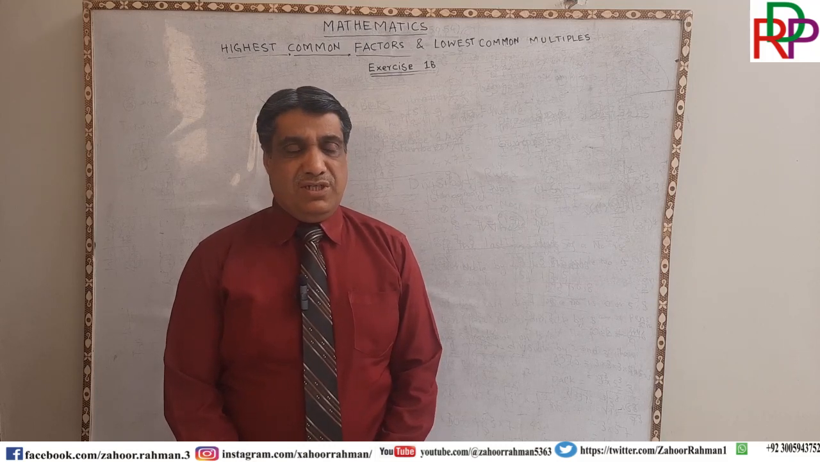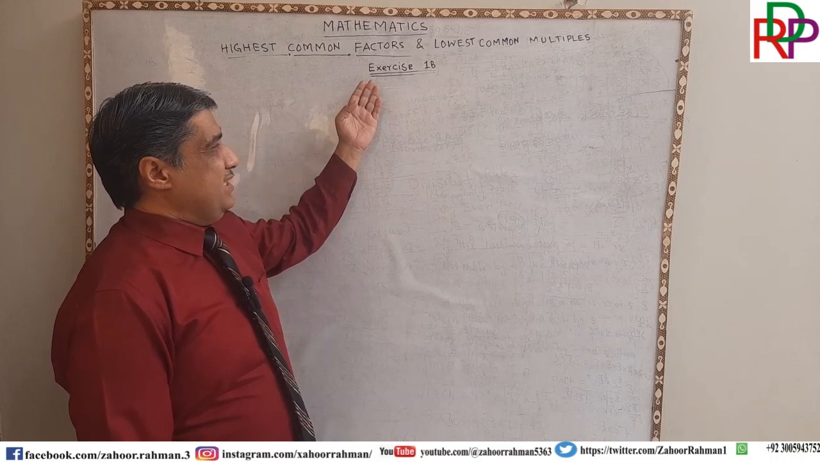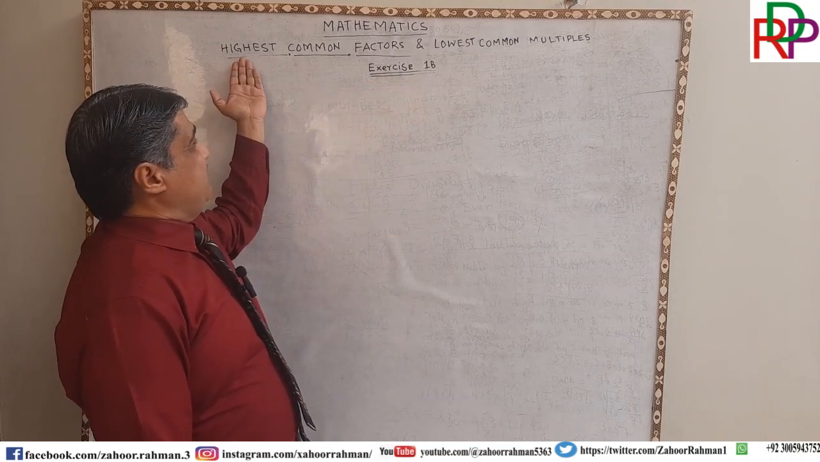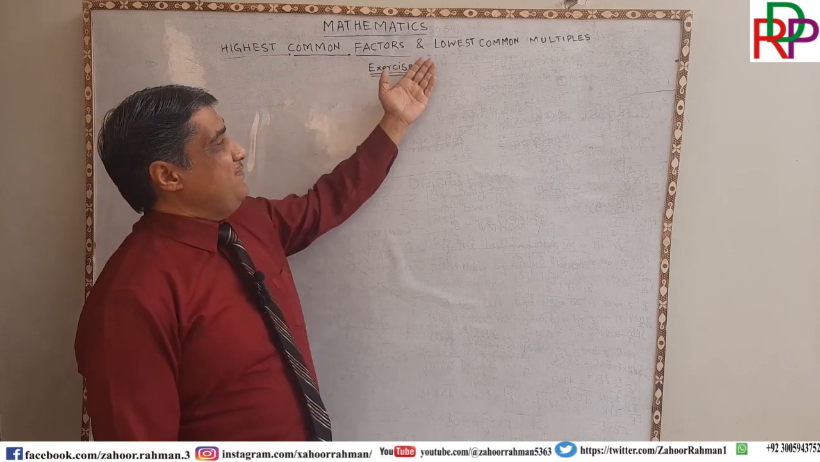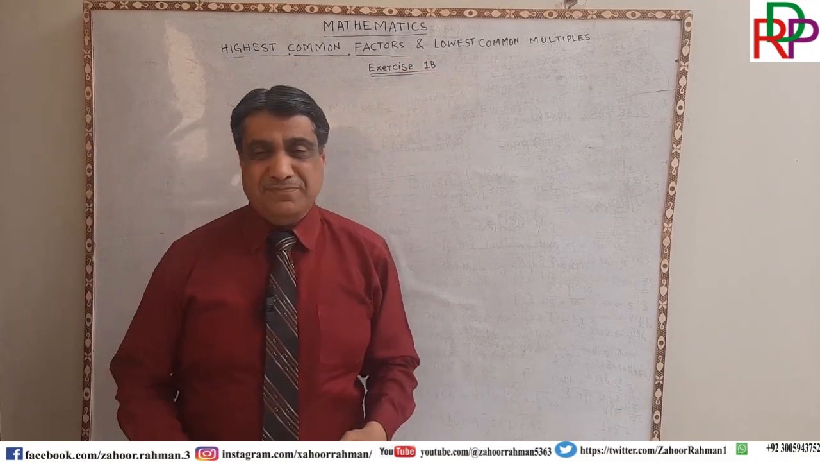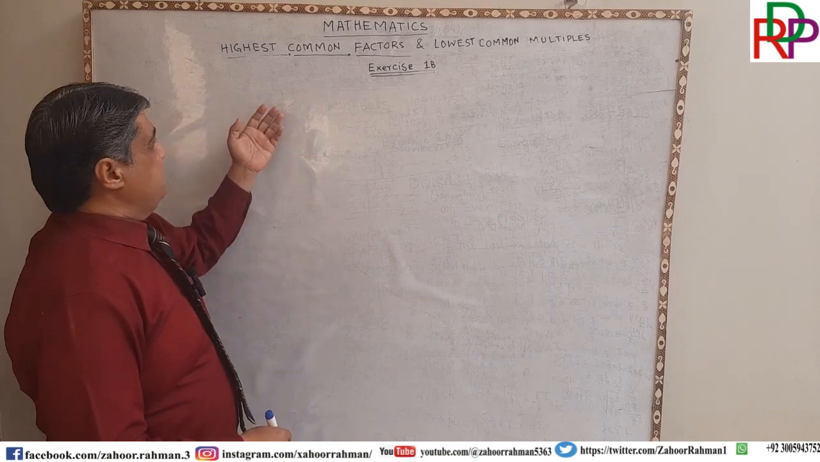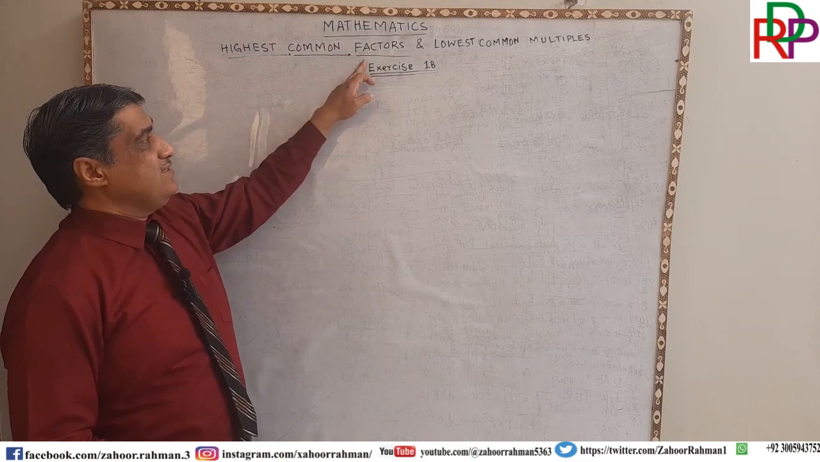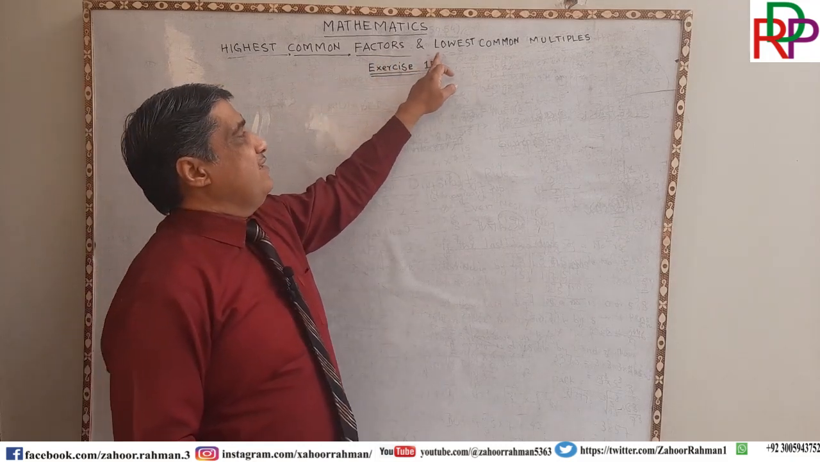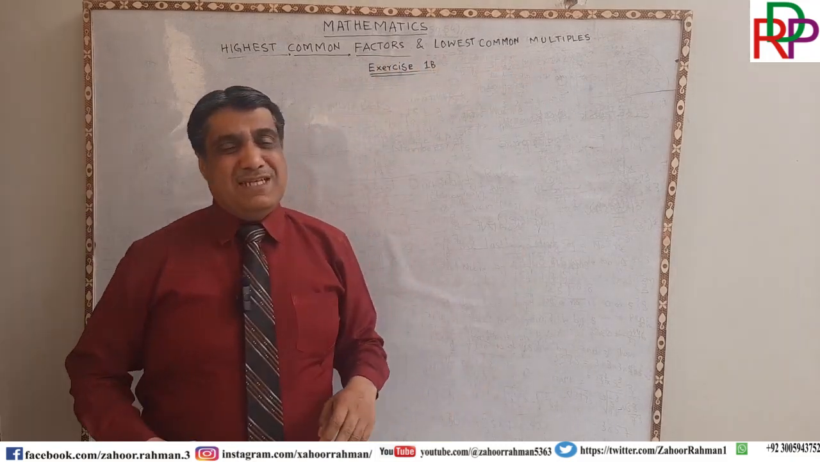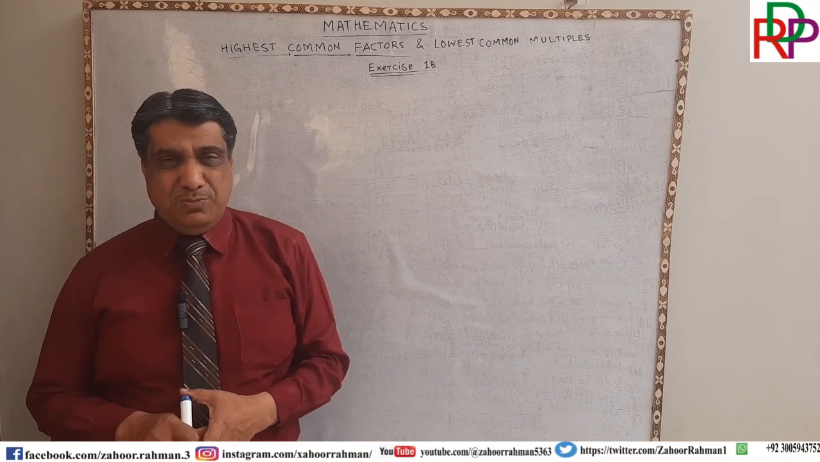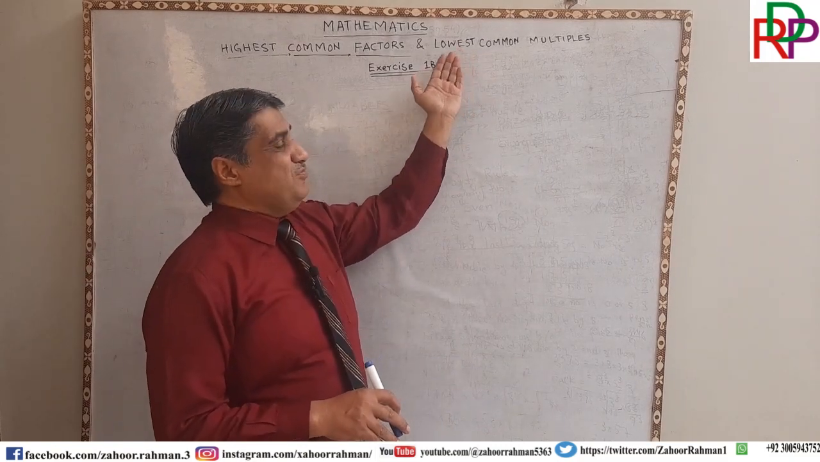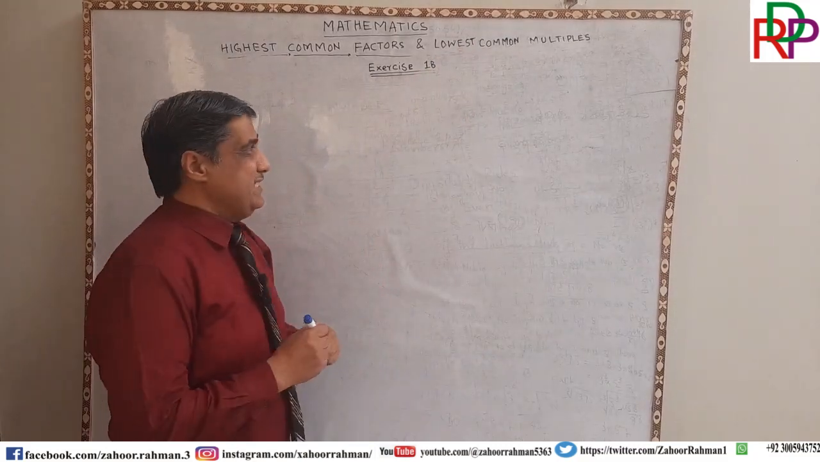Today we are going to discuss exercise 1B, which is about the HCF and LCM. HCF is highest common factor and LCM is lowest common multiple, or least common multiple as few people call it. We have to find the LCM.